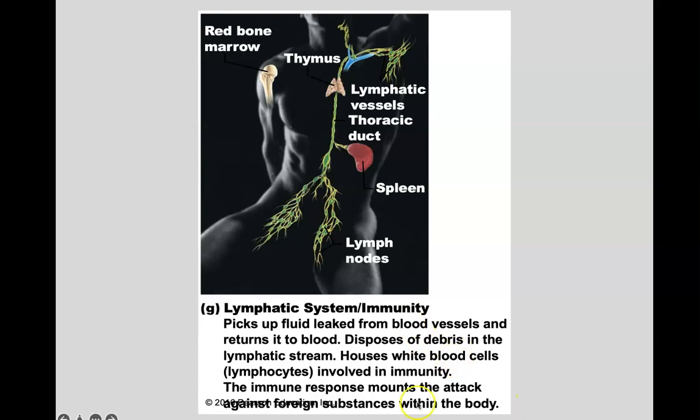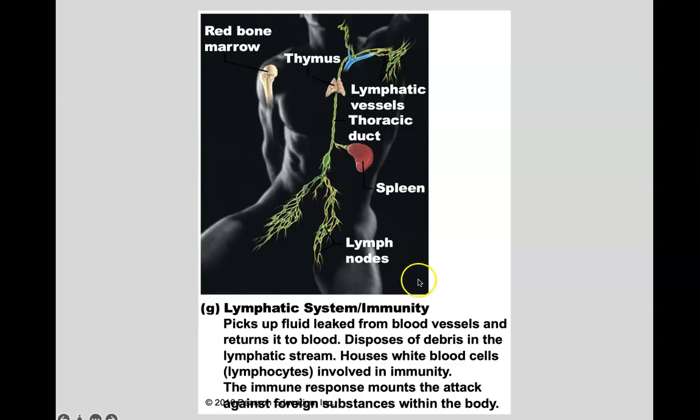It also is going to house the white blood cells that are involved with immunity. So it's not going to make those. Now remember, that happens in the red bone marrow. So it's a little tricky when you talk about immunity. There's not technically an immune system per se, because immunity comes from different systems.